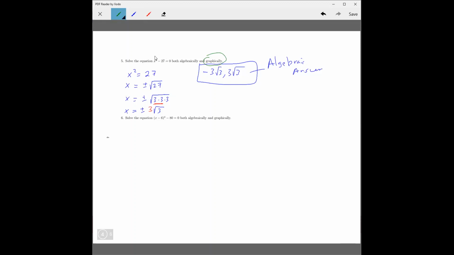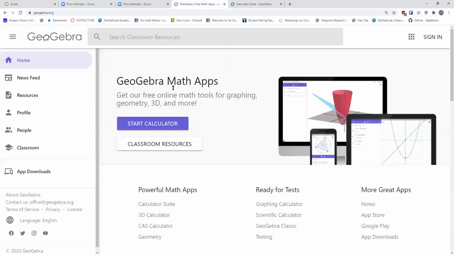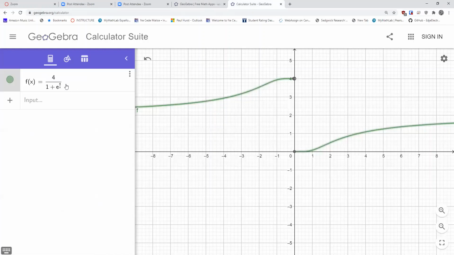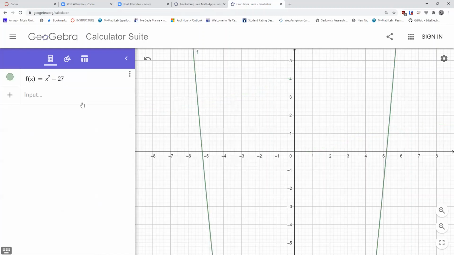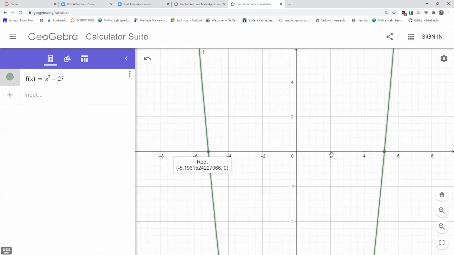Okay, so what we're going to do is we're going to graph this function here, x squared minus 27. So I'm going to go to the graphing calculator, and that is going to be on GeoGebra. Okay, so I've already been playing around with this before. So we're going to put in the function that we have, which is x squared minus 27. Just put that in there, hit enter, and it gives you this graph here.